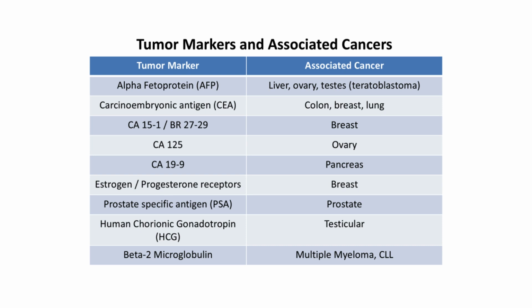Estrogen and progesterone receptors are important in breast cancer evaluation. Prostate-specific antigen, or PSA, is specific for prostate cancer. Human chorionic gonadotropin, or HCG, is found in testicular cancer. Finally, beta-2 microglobulin is associated with multiple myeloma and chronic lymphocytic leukemia.